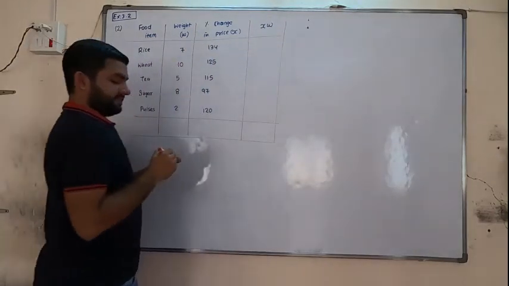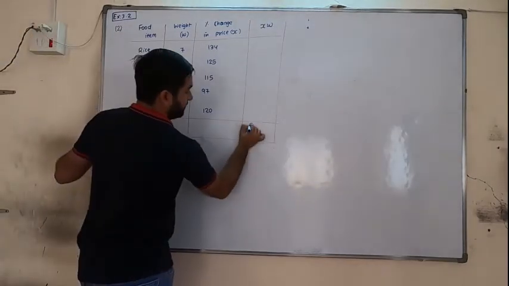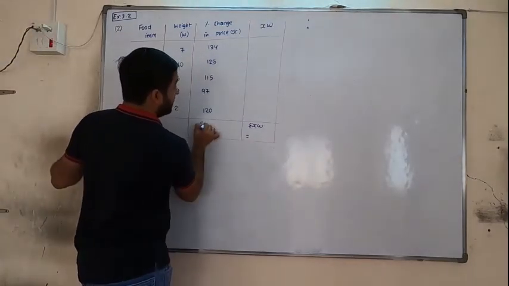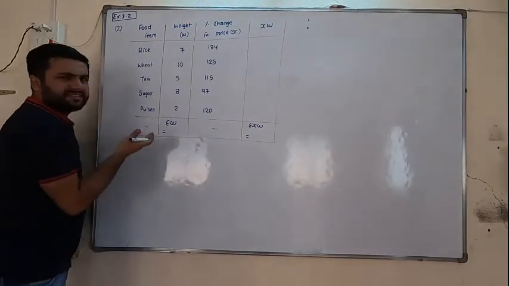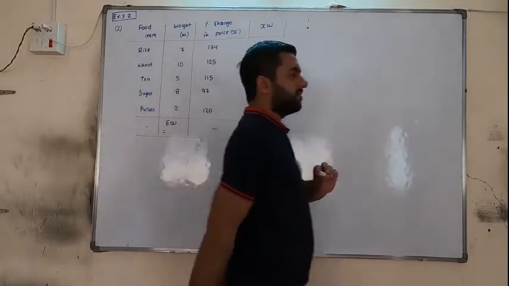Which column's total is required? Sigma XW divided by sigma W. Sorry. Instead of frequency here, weight is given, nothing changed in the sum. Okay.